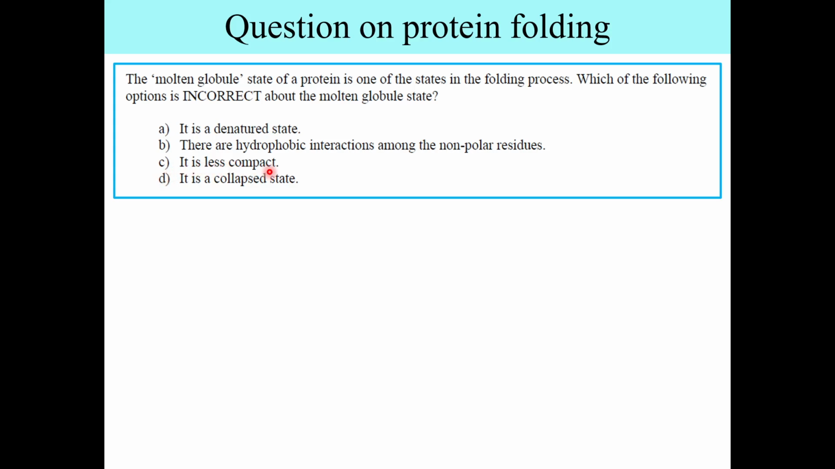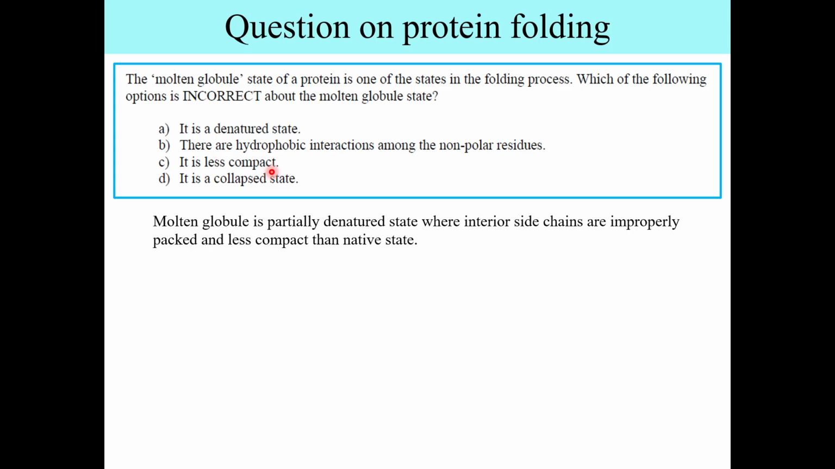So yes, it is less compact compared to the native state. It is a collapse state, that is true. It undergoes some amount of folding to come to this molten globule. There are hydrophobic interactions among nonpolar residues, that is 100% true. So which is the wrong answer? It is a denatured state. That is the wrong answer because it is not denatured. It is partially folded. Right?